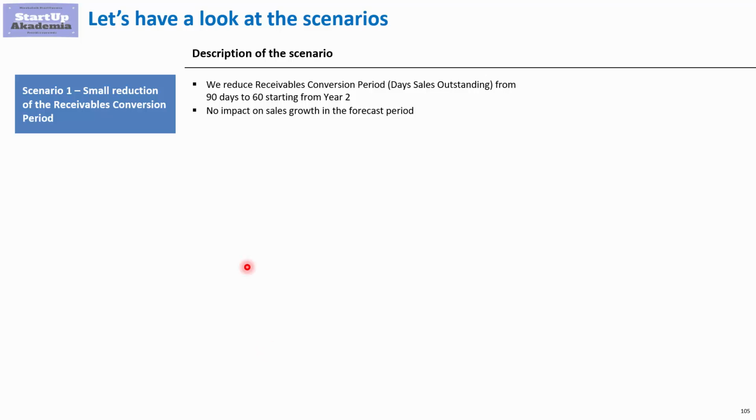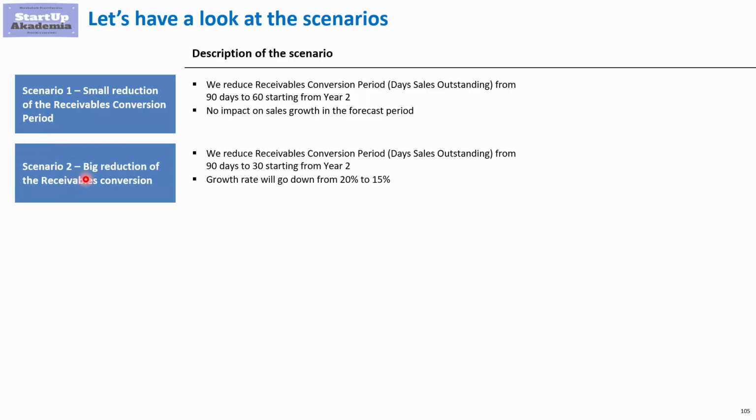In the first one, which we call small reduction of receivables, we assume that the receivables conversion period, in other words, days sales outstanding, will go down from 90 to 60 days starting from year 2. And we assume that such a small decrease will not impact sales growth.